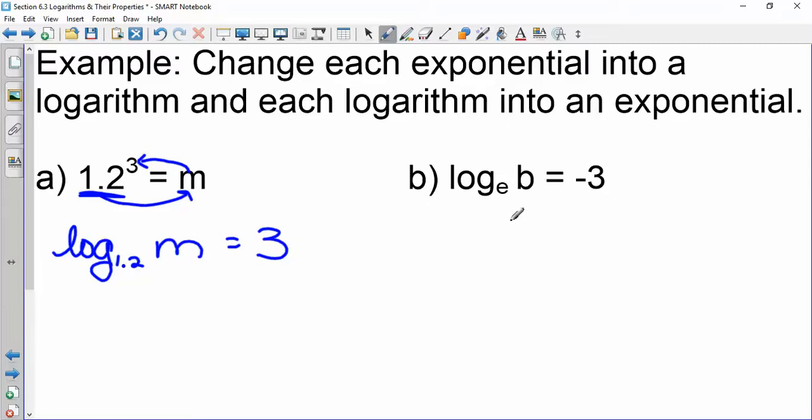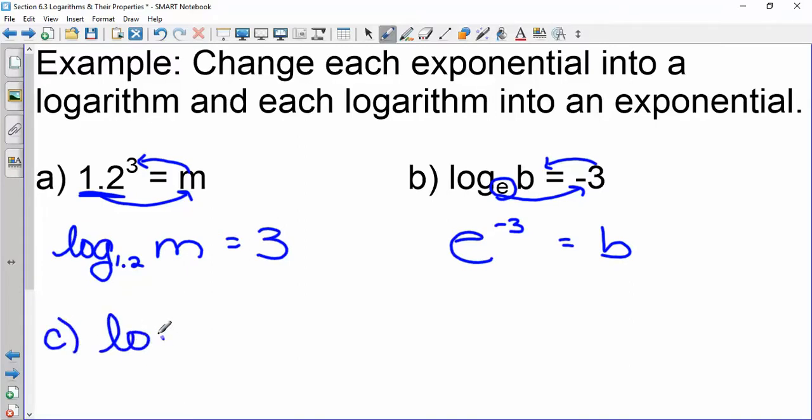So on B, if I want to write this one as an exponential, the base of my exponential would be e. The base of the log is the same as the base of the exponential, so we start there. So it would be e to the negative 3 power equals b. I'm going to put a couple up here and I want you guys to do them. Just write the definition.